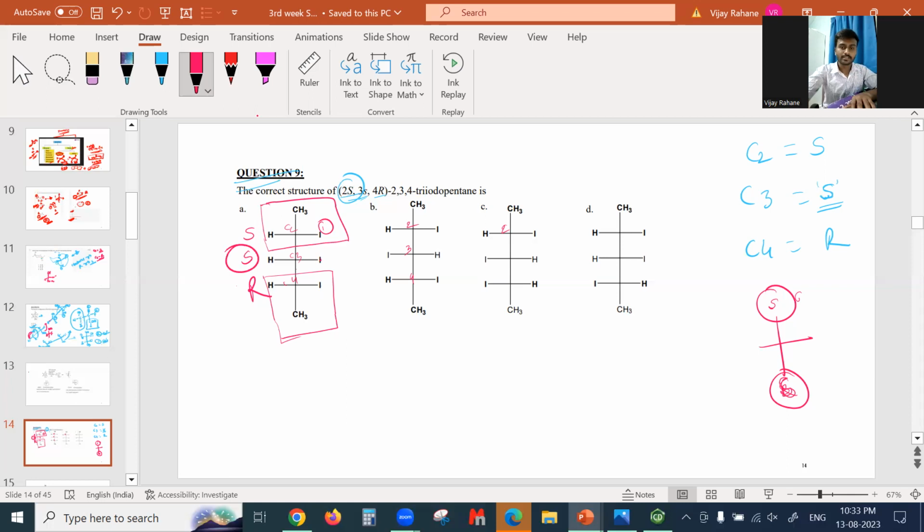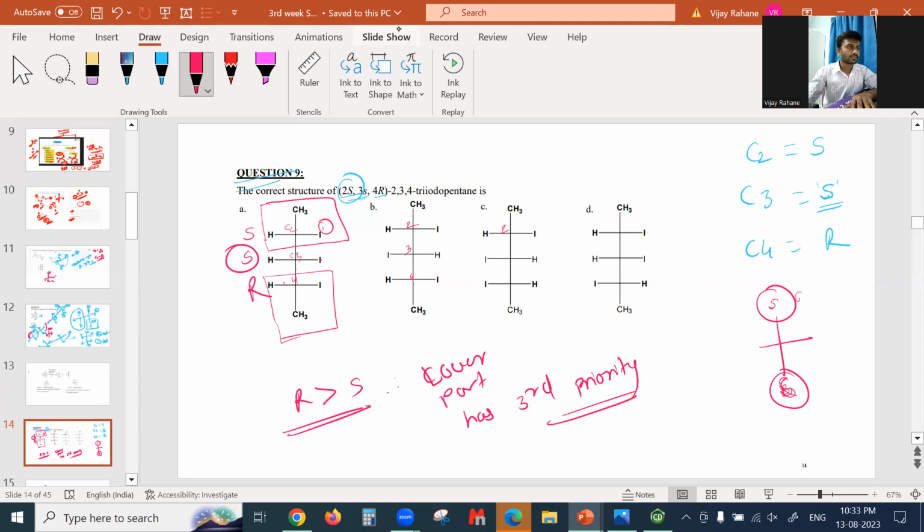So option A is the correct option here. And if you look at the other options, therefore the lower part. Does anyone have any doubt on this one, how I have assigned the comparison here?